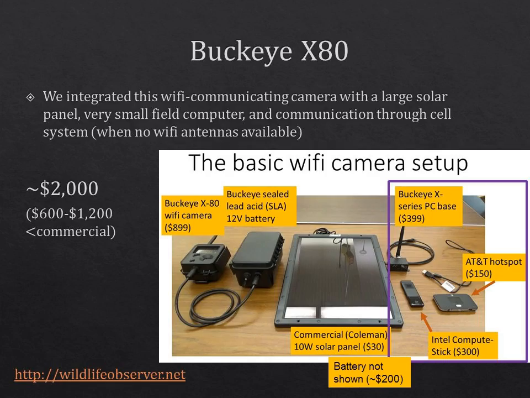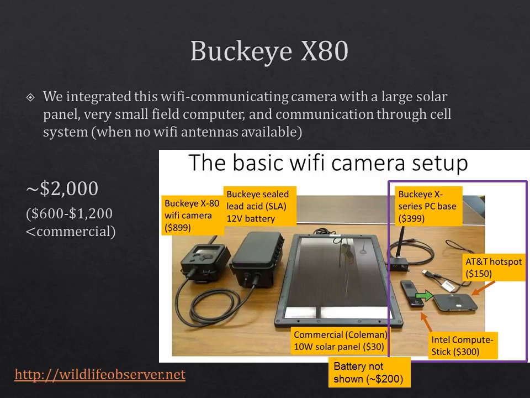The cost of the system is up to a little over $3,000 if you were to buy all of the parts separately from Buckeye Cameras, and then each additional camera is another $900. We shaved up to $1,000 off of this with the devices on the right-hand side, where we used a much lower power Intel compute stick and hotspot combination.